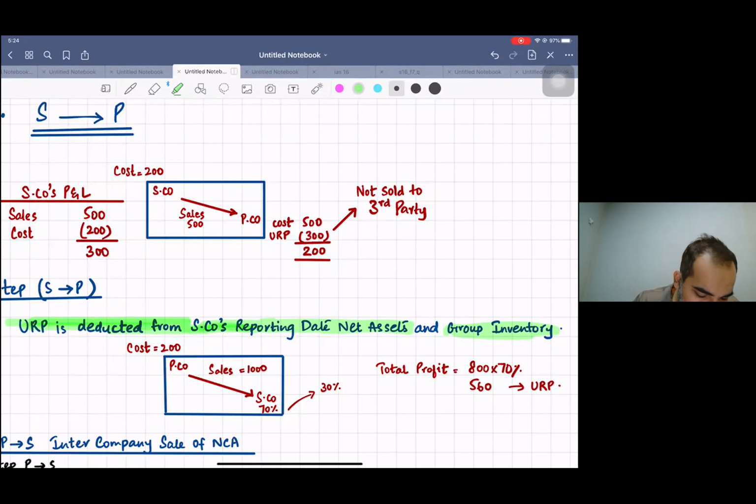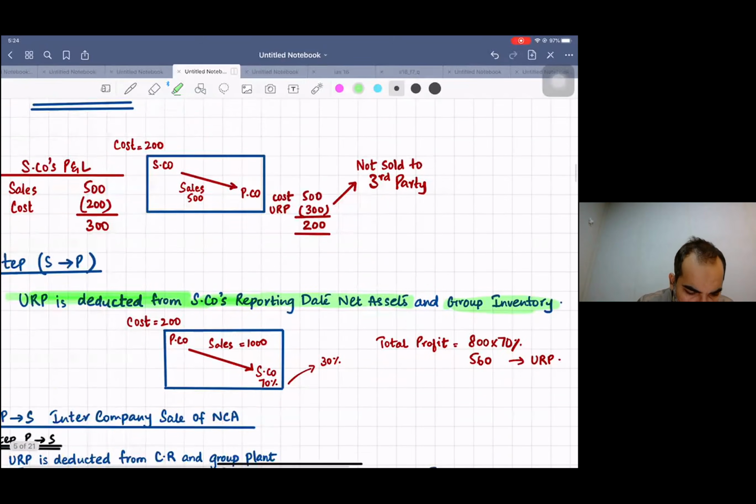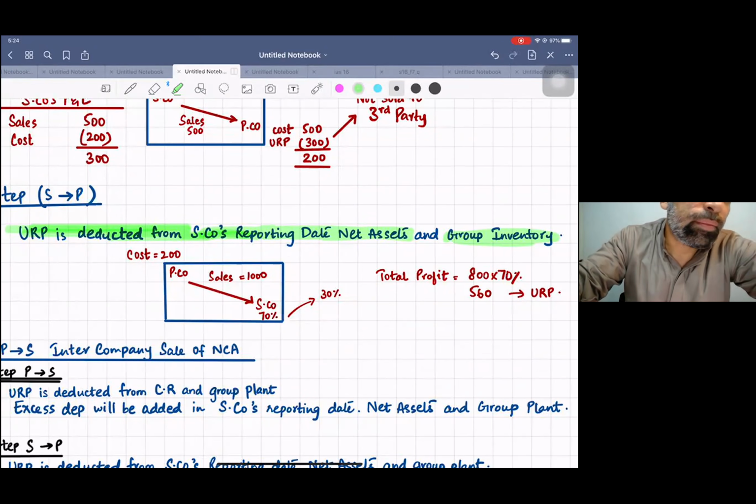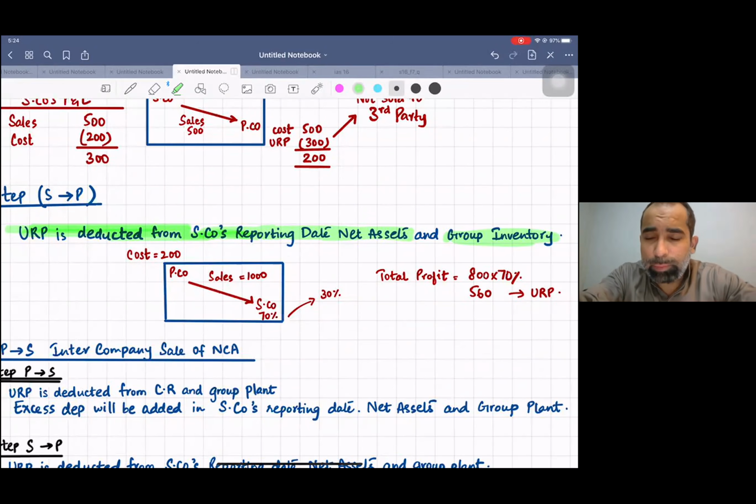Now, one more thing, how to calculate URP. There is one basic method of calculating URP, and some students also use their own method. I am telling you one basic method. Whenever, in case of inventory, P2S sale or S2P sale of inventory, you need to calculate URP, how do you do it?